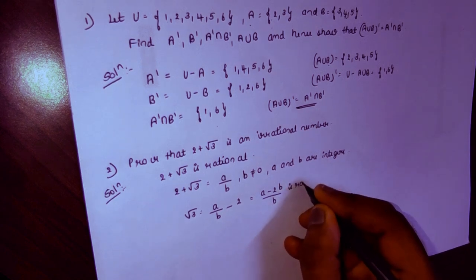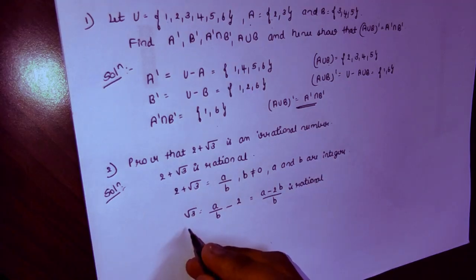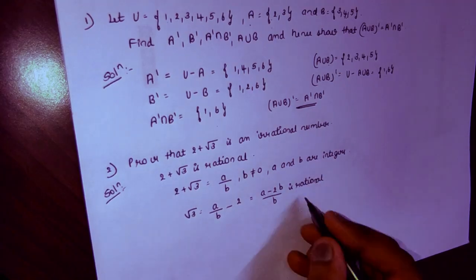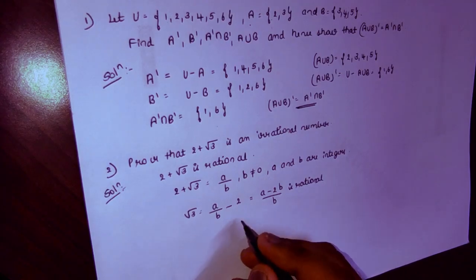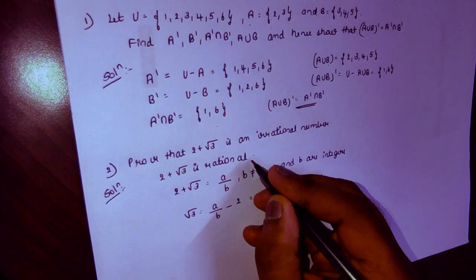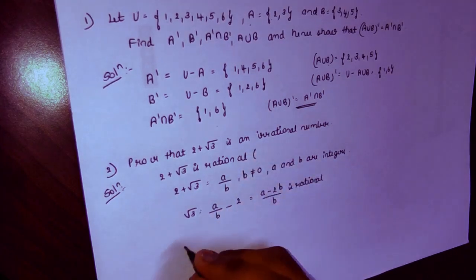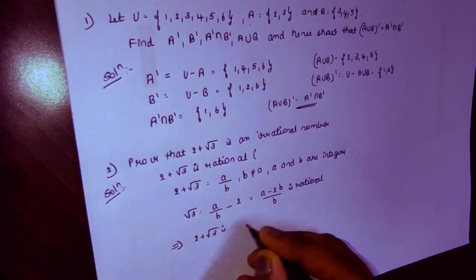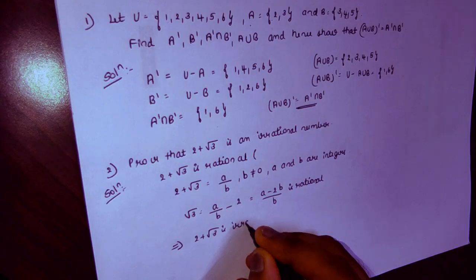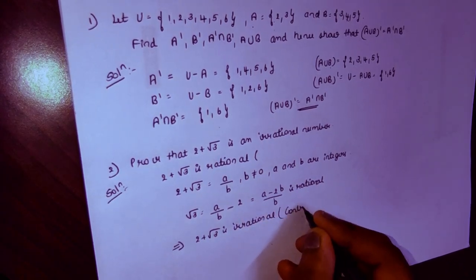This is rational, but we know that root 3 is irrational. Irrational cannot be equal to rational. This has arisen because the statement which we have taken, that 2 plus root 3 is rational, is itself wrong. So hence we can prove that 2 plus root 3 is irrational based on the contradiction.